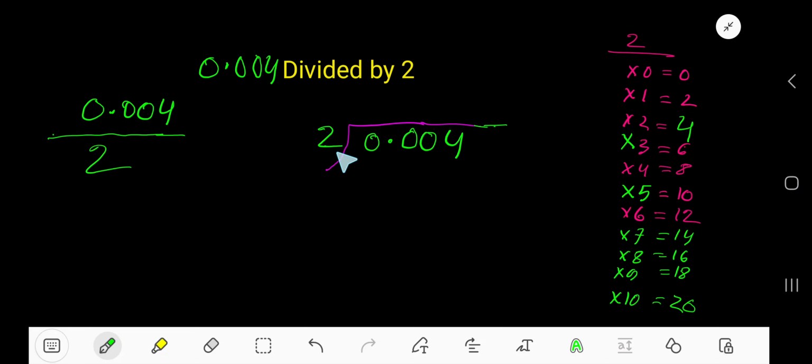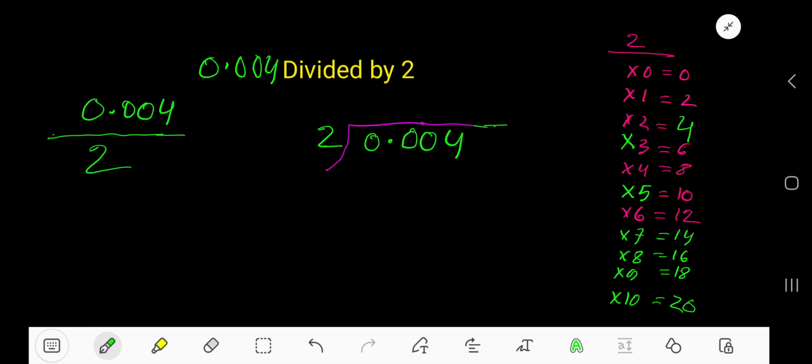0.004 divided by 2. Here 2 is a divisor, so we need the multiplication table of 2. 2 times 0, 0, 2 times 1, 2, 2 times 2, 4. Look, to find out the multiplication table of 2 easily, just add 2 with the previous step. 0 plus 2, 2, 2 plus 2, 4, 4 plus 2, 6, 6 plus 2, 8.